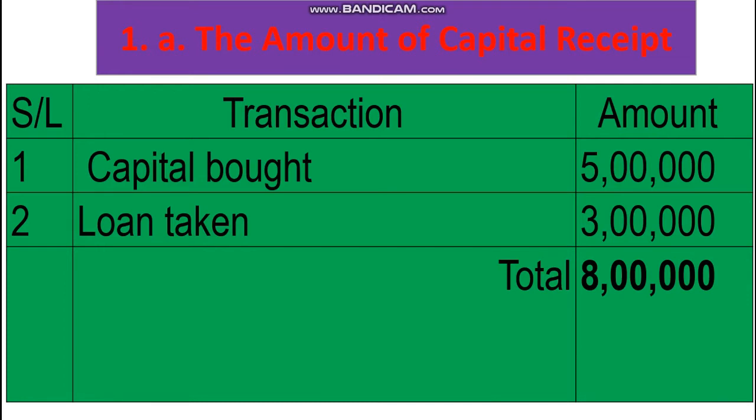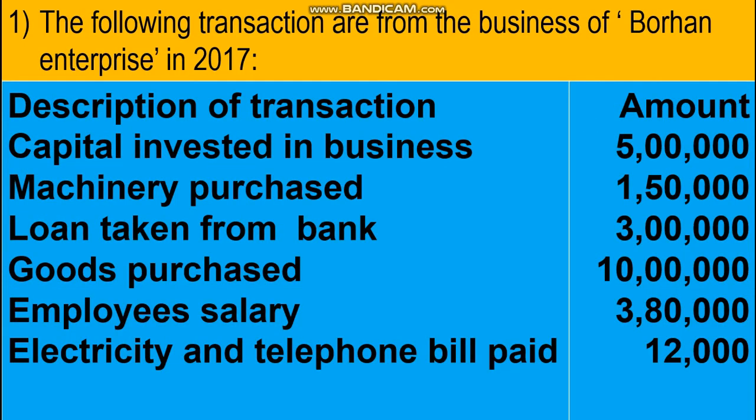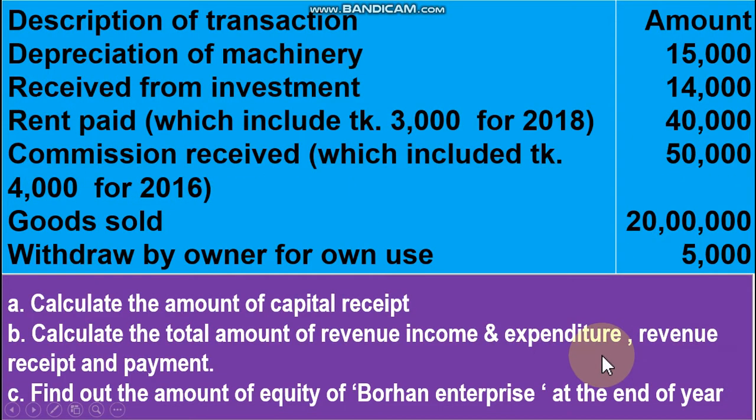Then our next requirement is to find the amount of revenue income and expenditure, revenue receipt and payment. That means 4 requirements we have here. Number 1, revenue income. That means the income which is received regularly. Revenue means regular interval, and capital means irregular, and revenue means it will give a service for short term, and capital means it will give us service for long term. So revenue income and expenditure.